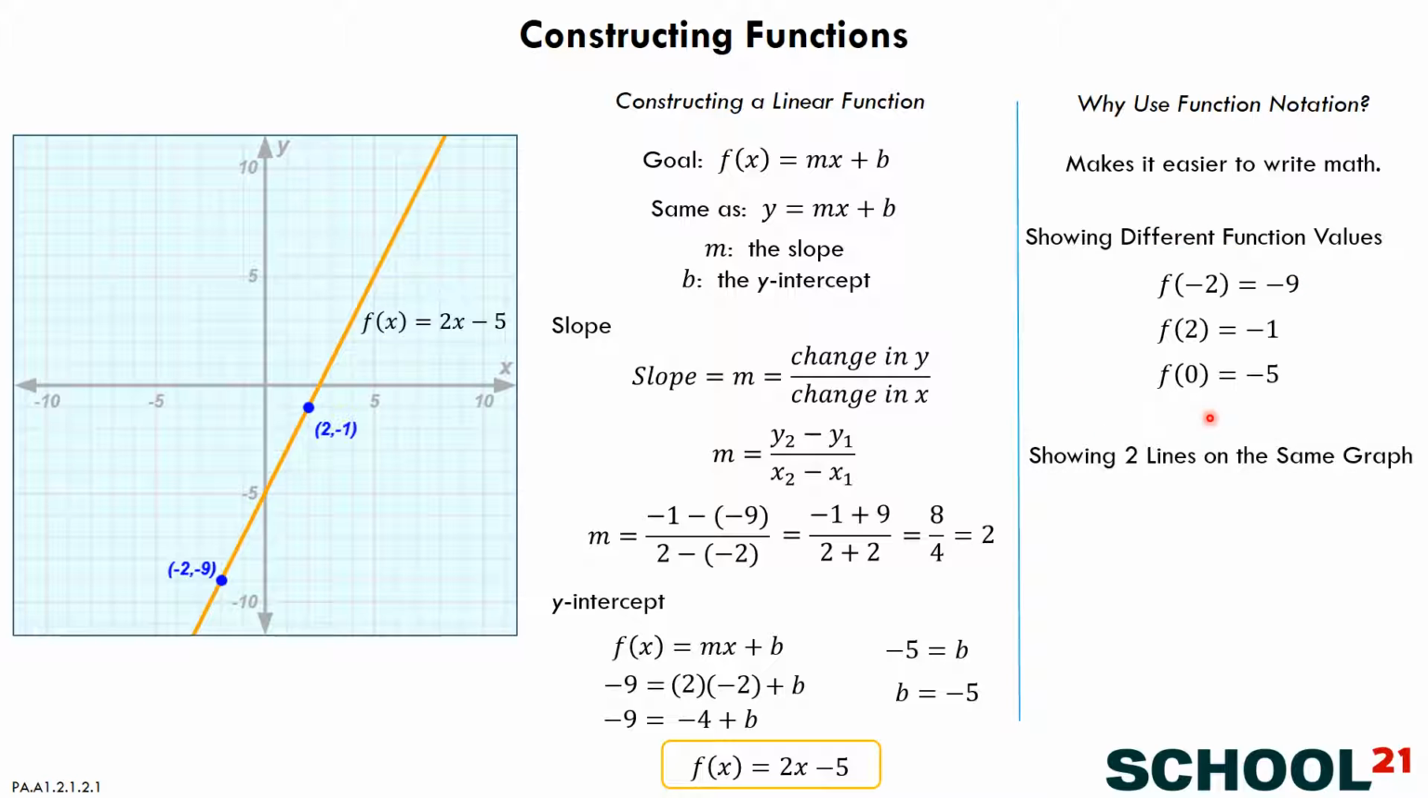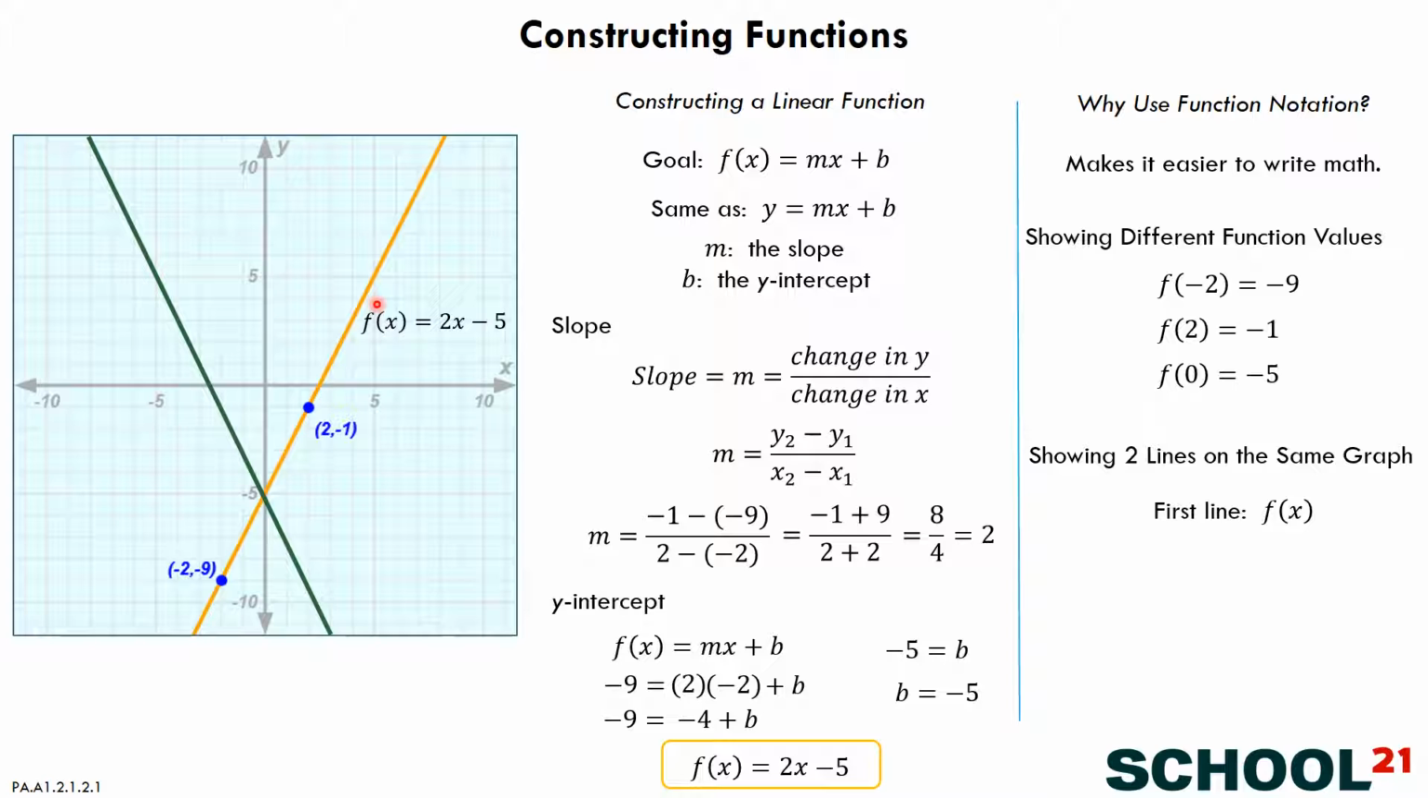It also helps us in another way, to show two different lines on the same graph. So here we have one line, which is f of x. But what if we wanted to put another line on that graph? Let's go ahead and do that. Okay, and what if we were describing that line? If we have them both as y equals something, then we're going to get all confused. Are we talking about this line or are we talking about this line? Because y is this one thing.